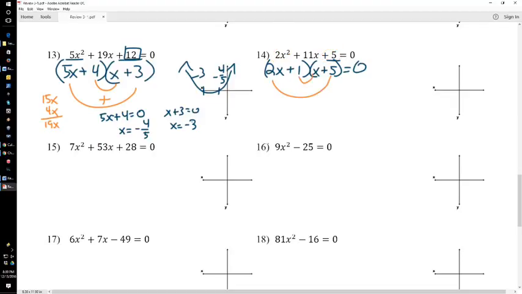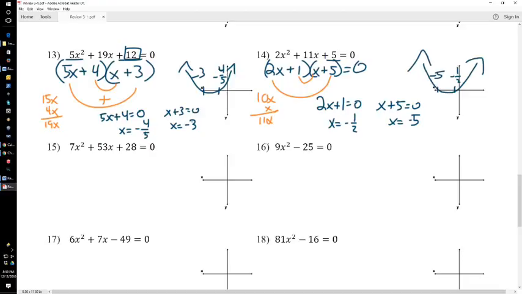And then to check the inside and the outside, 2 times 5 is 10x, 1 times x is x. Those add up to 11x. Since 11x is my middle term, I did it correctly. So those are your factors. That's 90% of your credit for this test. So 2x plus 1 equals 0, x equals negative 1/2 after you move the 1 and divide by 2. Then x plus 5 equals 0, so x equals negative 5. So we've got negative 1/2 and negative 5. And there's your parabola.